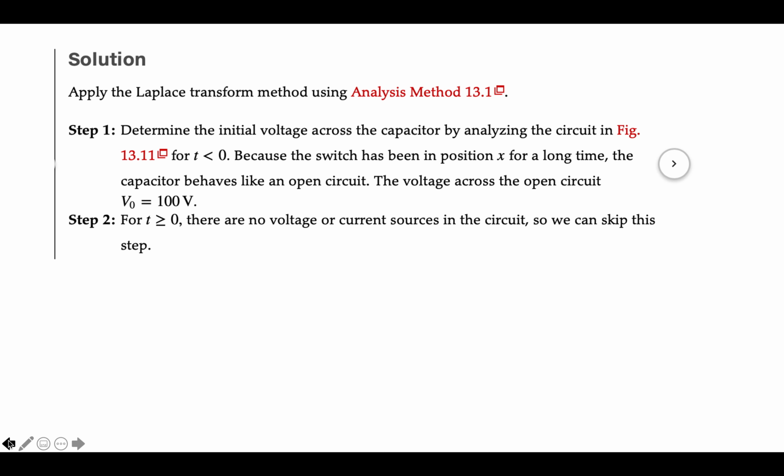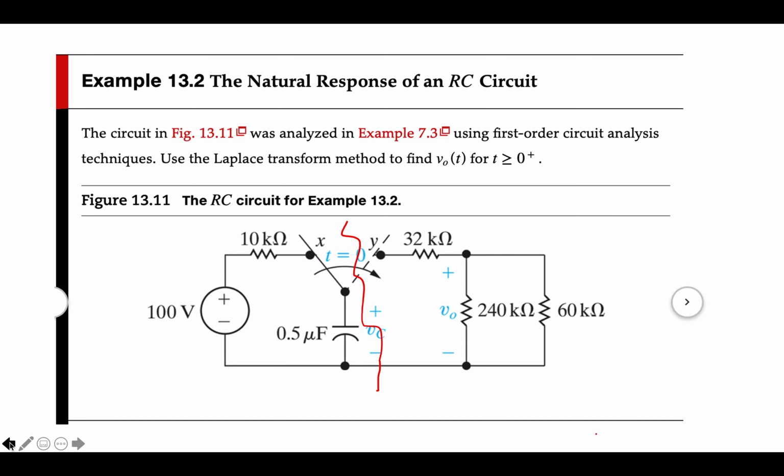We already determined that the voltage across that original capacitor, our initial condition, was 100 volts, so that's going to be important. We also know that for t greater than or equal to 0, there were no voltage or current sources in the circuit, so we don't have to worry about transforming voltage or current sources. For t greater than or equal to 0, this connection is made, and now you have this half of the circuit. This source is out of the circuit, so you're only dealing with the capacitor and 3 resistors.